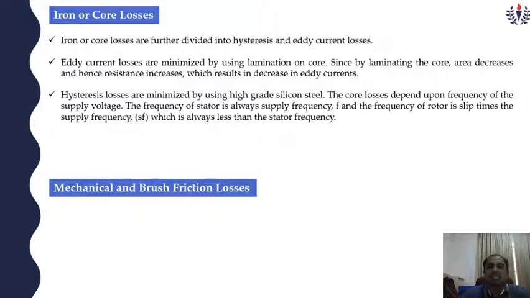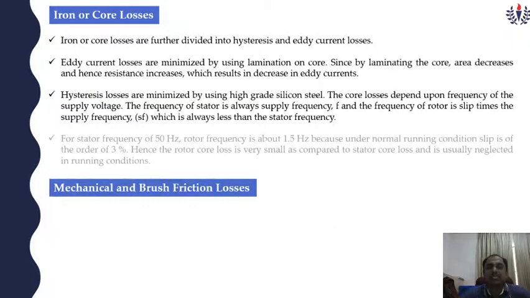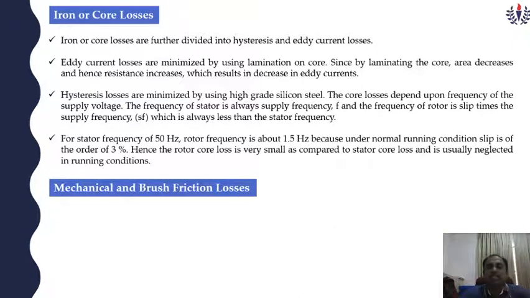Hysteresis losses are minimized by using high grade silicon steel. The core losses depend upon the frequency of the supply voltage. The frequency of the stator is always the supply frequency f, and the frequency of the rotor is slip times the supply frequency, sf, which is always less than the stator frequency. For a stator frequency of 50 Hz, the rotor frequency is about 1.5 Hz, because under normal running condition the slip is of the order of 3%.